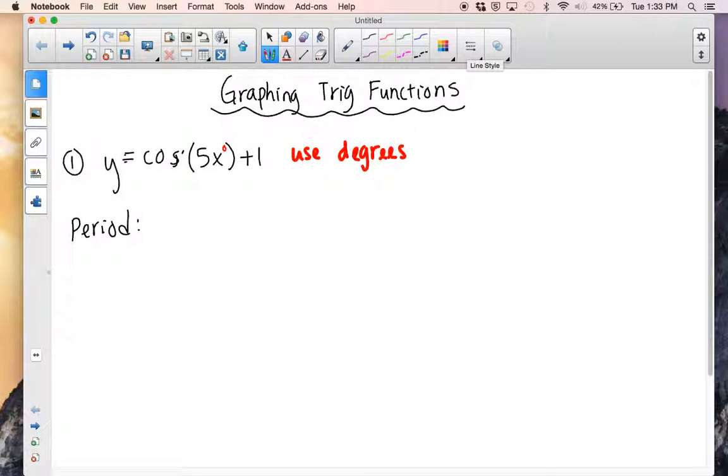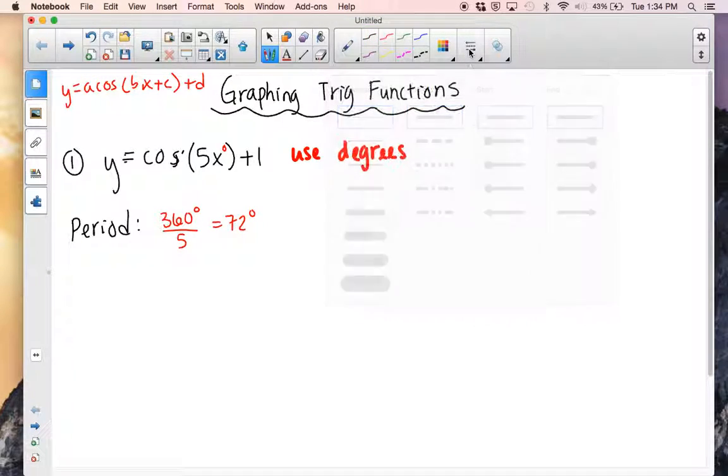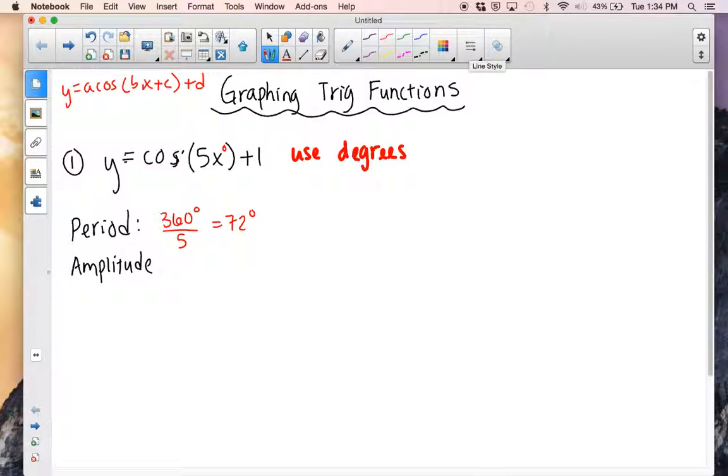Alright, so period, if I'm using degrees, is 360 degrees divided by my b value. Remember, y equals a cosine of bx plus c plus d. So I'm using b, I'm using the 5. So 360 divided by 5. And 360 divided by 5 is 72. So my period is 72 degrees. Okay, amplitude. And then we're going to have equation of midline, phase shift, and vertical shift.